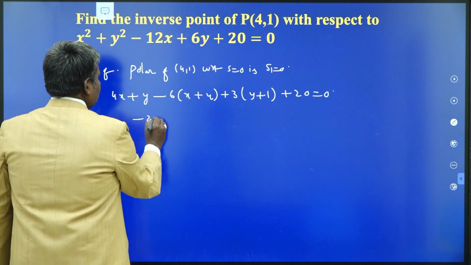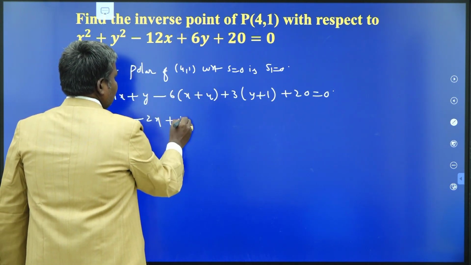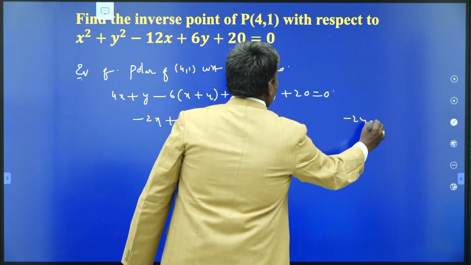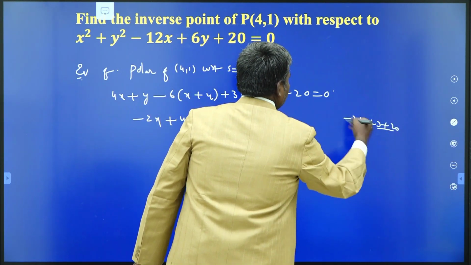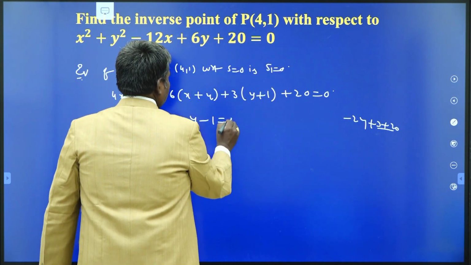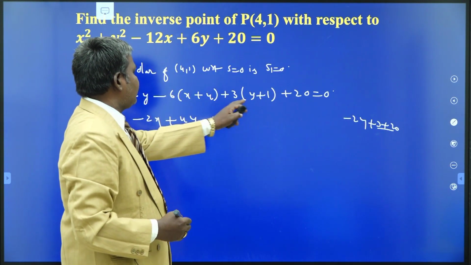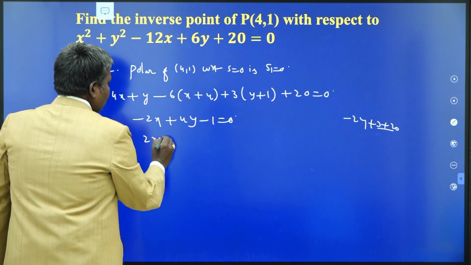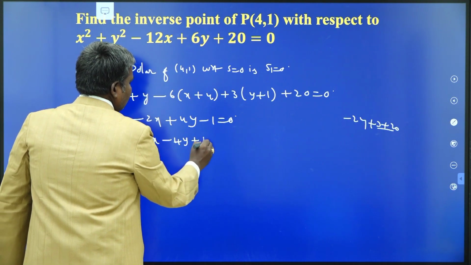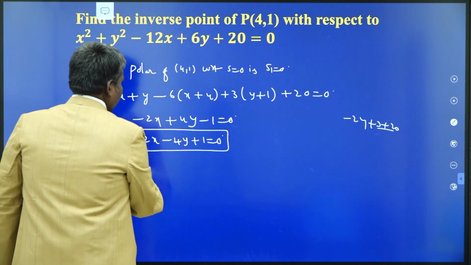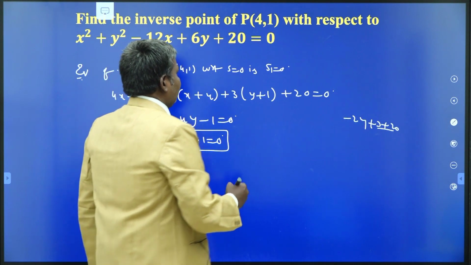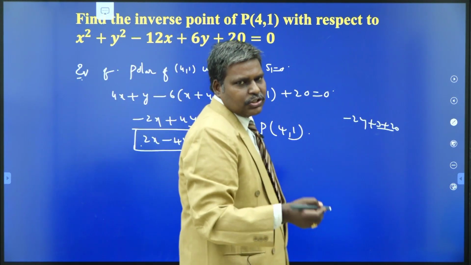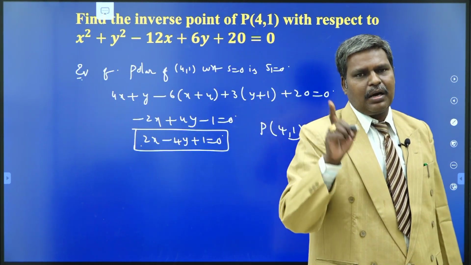4x minus 6x, that is minus 2x, y plus 3y, that is 4y, minus 24 plus 3 plus 20, 23 minus 24, minus 1. Am I correct or not? Minus 24 plus 20, minus 4 plus 3, minus 1 equal to 0. Or you may take 2x minus 4y plus 1 equal to 0. This is the polar. Find the foot of perpendicular drawn from 4 comma 1. I am choosing 4 comma 1 here. You may take the center also. Choice is yours, either center or P.